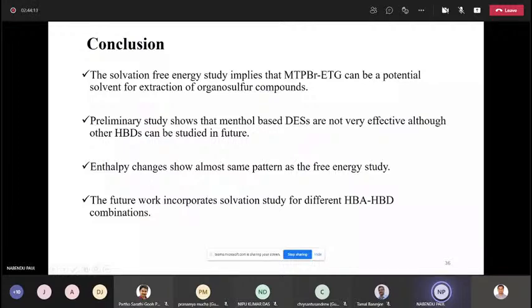And the future work in this study can be to try different HBA-HBD combinations for better results.